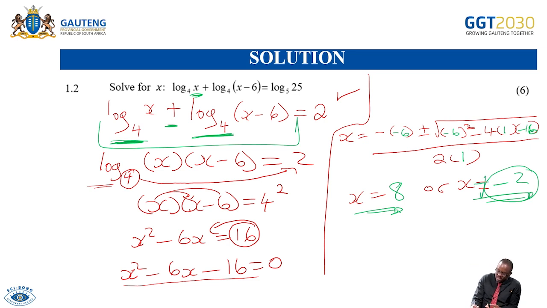It means x can be negative 2, but it can only be 8, because with 8, we have log of a positive number. Now you have to be careful of the conclusions.